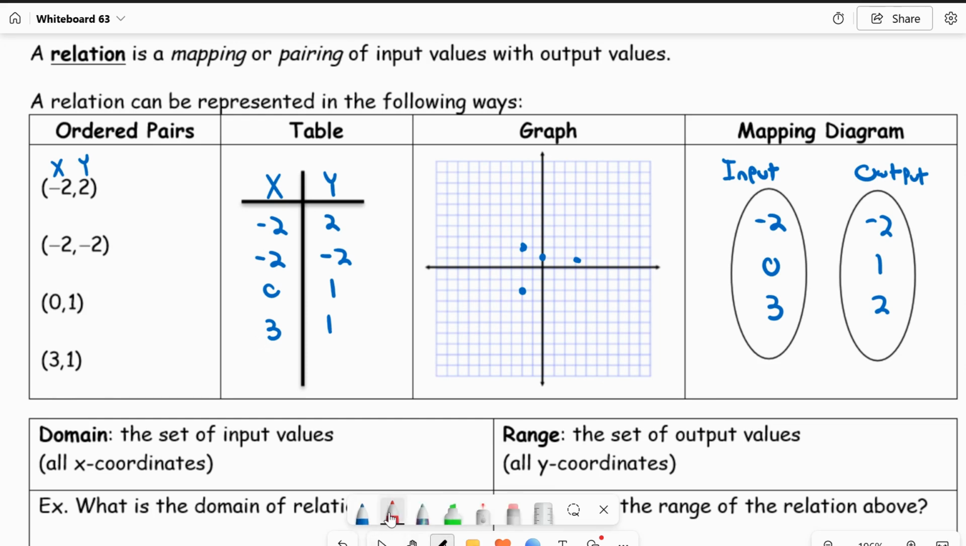And then for your mapping diagram, you are just going to draw arrows connecting each input to the proper output. So -2 can give you an output of 2. -2 can also give you an output of -2. 0 gives you an output of 1. And 3 gives you an output of 1. And that is how you'd make a mapping diagram.